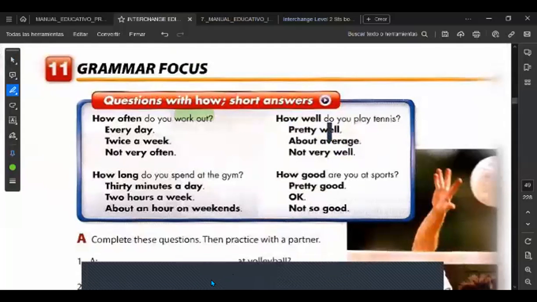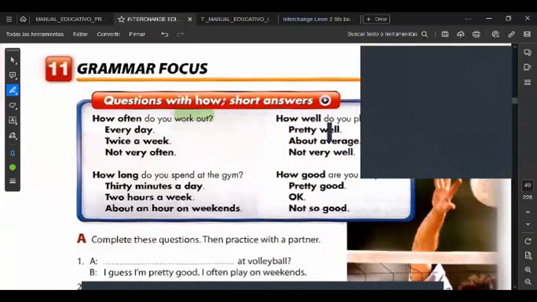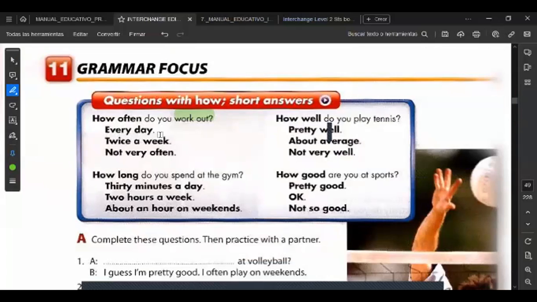Work out is to... Entrenamiento. To practice, right? To practice sports at the gym, right? To practice sport at the gym. Okay? So, okay. Every day.